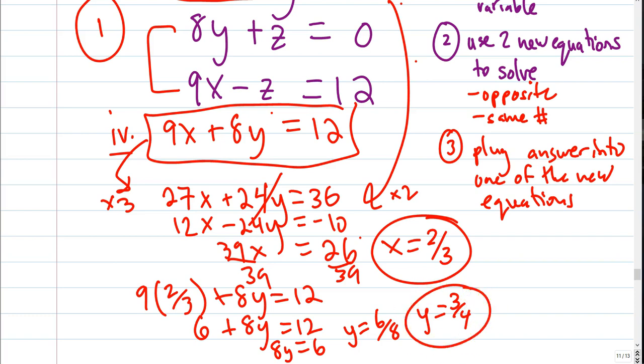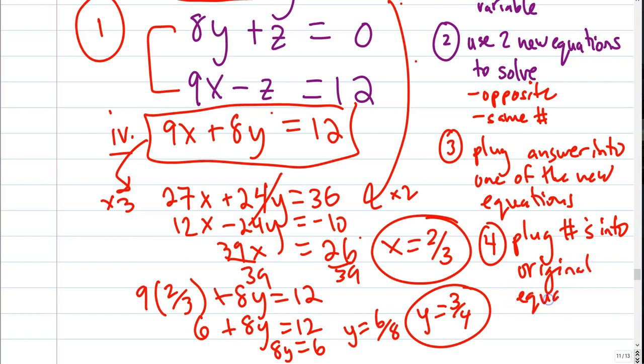Oh, really? Again? Okay, well that's all right. That's part of our answer, right? So what do we do now with these two? Well, I'm going to go back and find one of the equations that had a z. So I'm basically going to plug these numbers into one of the original equations. Why? Because that's where I have a z.